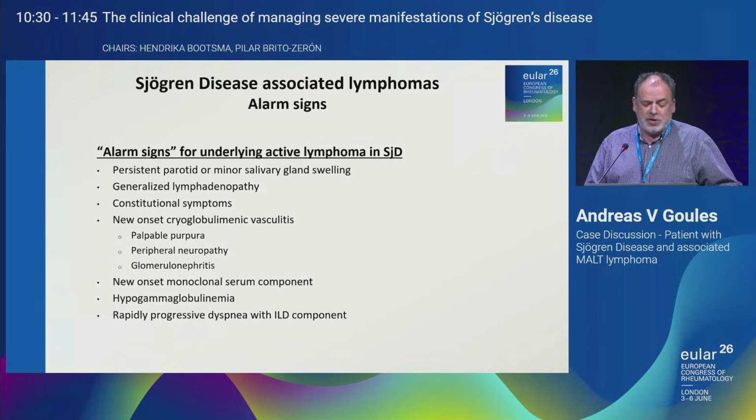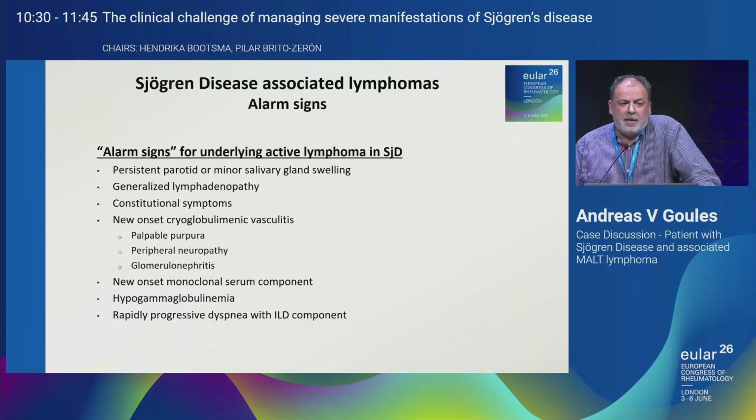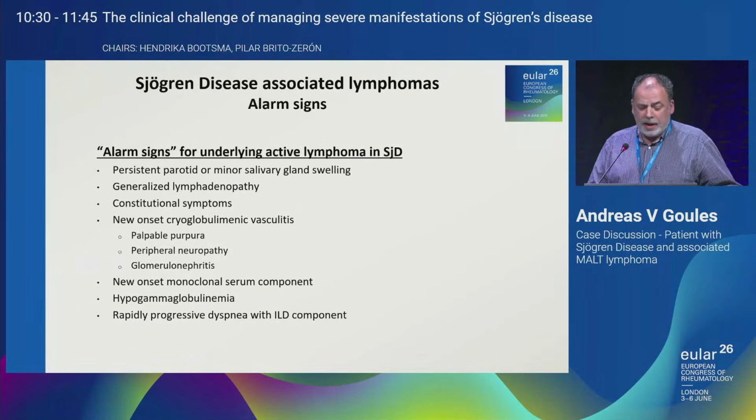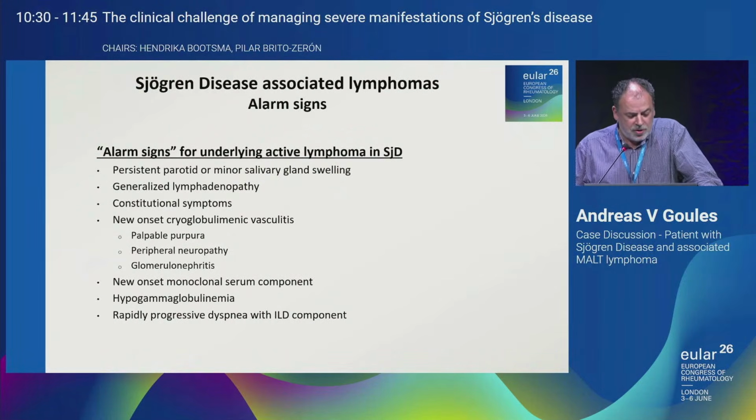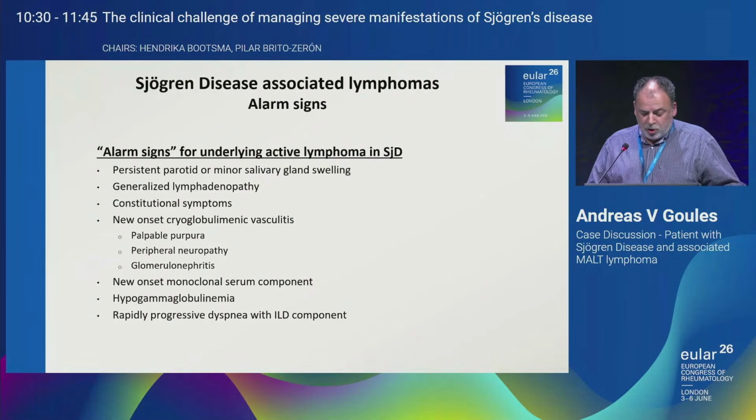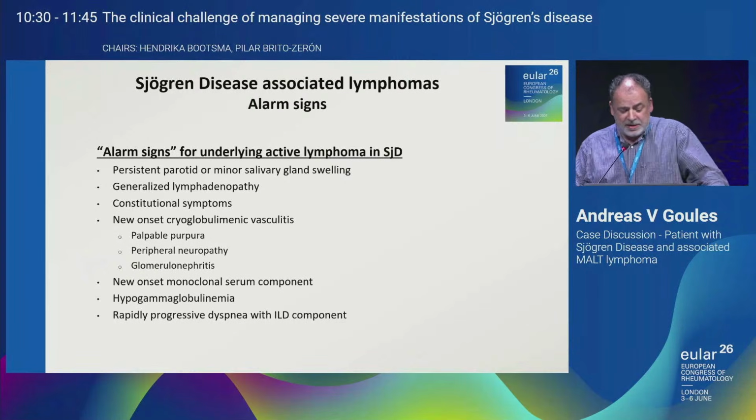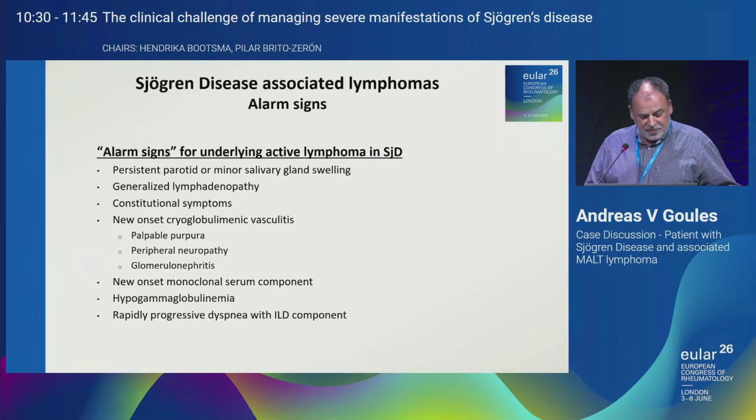Some of them suggest clearly multiple lymphomas, some others DLBC lymphomas, but in some cases you must suspect both: persistent salivary gland swelling, generalized lymphadenopathy, constitutional symptoms, new onset cryoglobulinemic vasculitis, new onset monoclonal serum component, and hypoglobulinemia, which was not present in the past. We should be cautious. In some cases, patients may present with rapidly progressive dyspnea with strong ILD component.